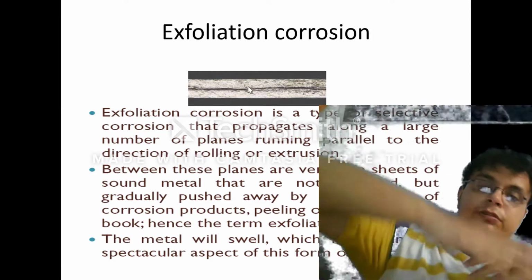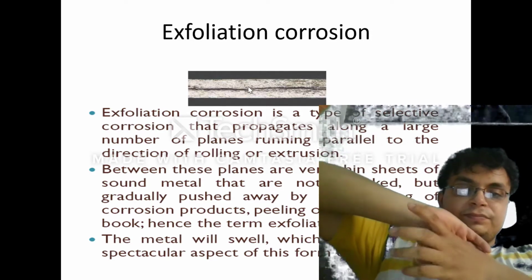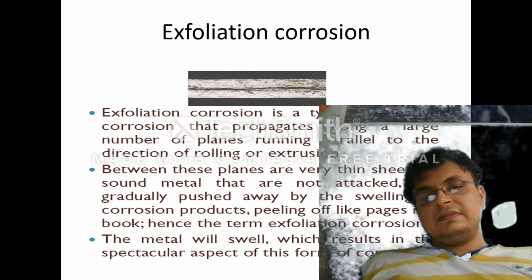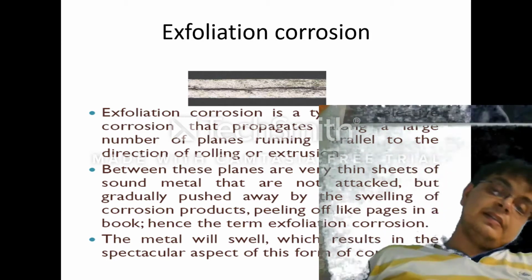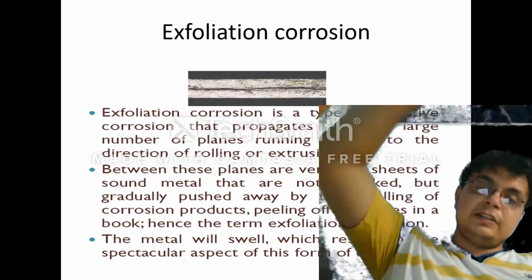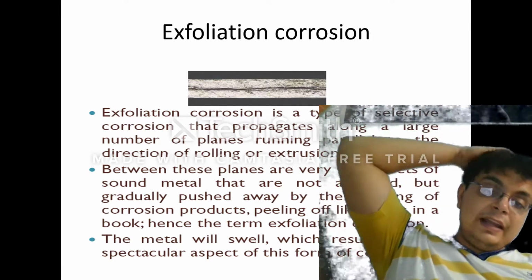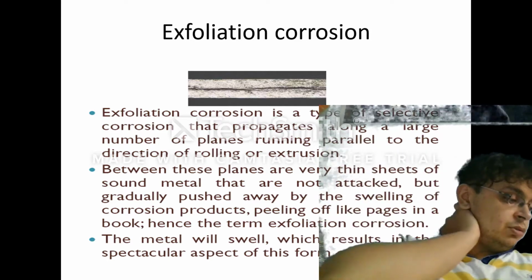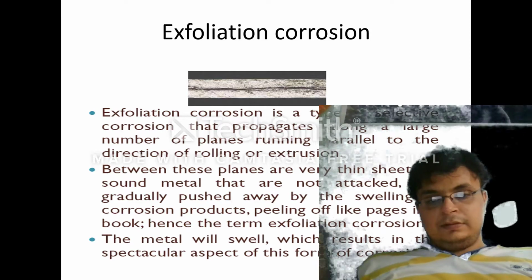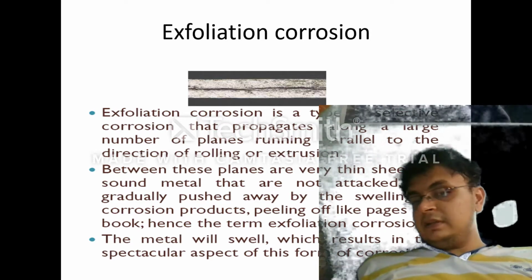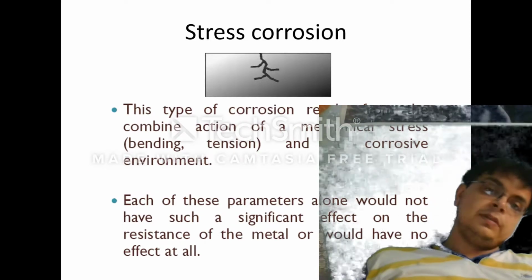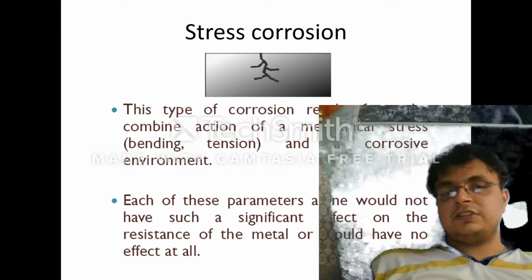They are pushed away because of the swelling, and peeling off has taken place. Hence we can say that when the peeling off or the expansion of the corrosion line has taken place, then exfoliation corrosion has occurred. Here the metal will generally swell, and that will result in a spectacular form of corrosion.